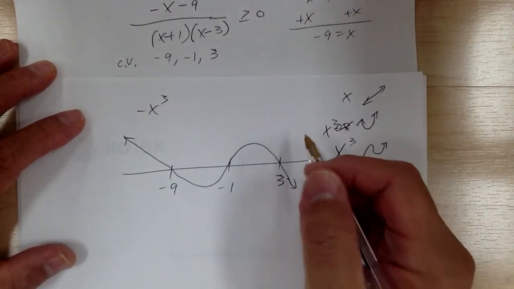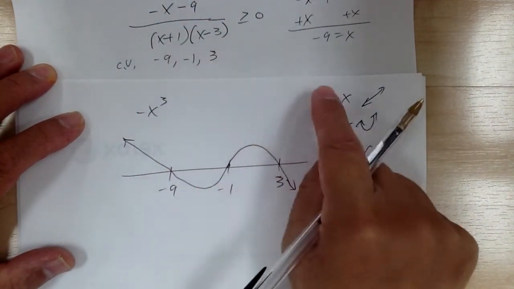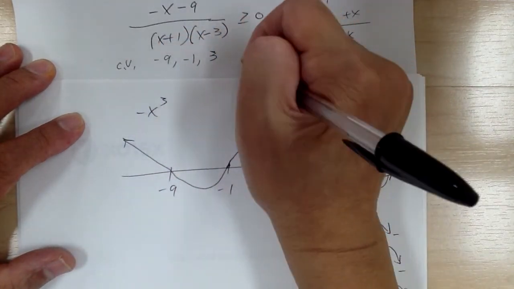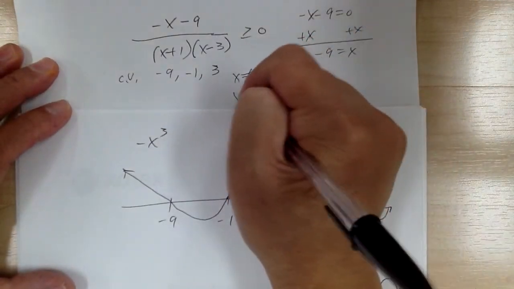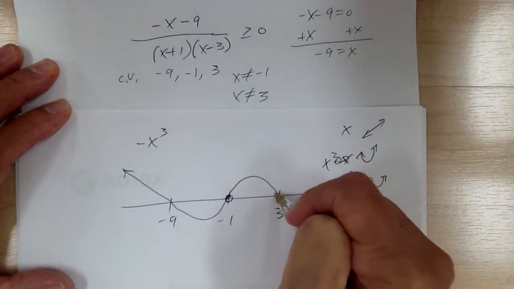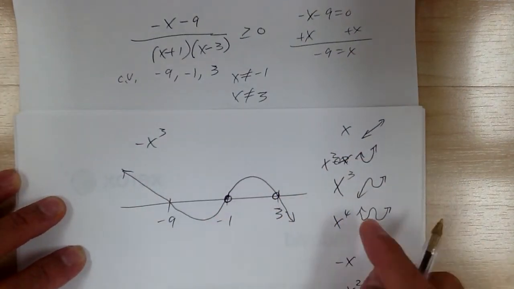And one more thing you have to do is watch the restriction, because of the denominator. x cannot equal negative 1, and x cannot equal 3, right? So that means these are open circles right over here. Those are open circles, so be careful with that.